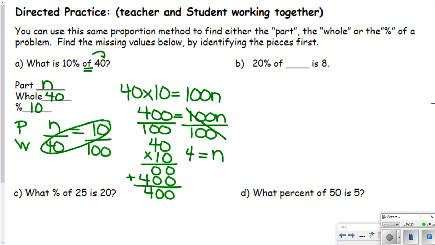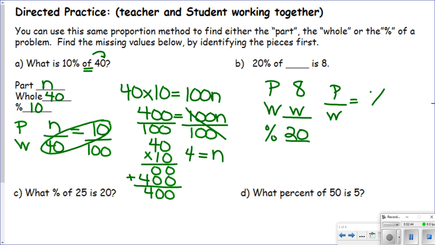Next question. 20% of what number is 8? So the 8 is the part. The whole, I do not know. The percent is 20. Part over whole equals percent over 100. Filling in the pieces of my proportion, I have 8 over W equals 20 over 100.